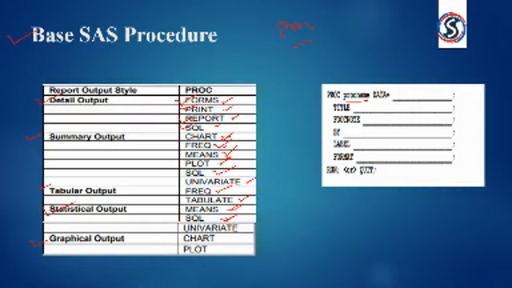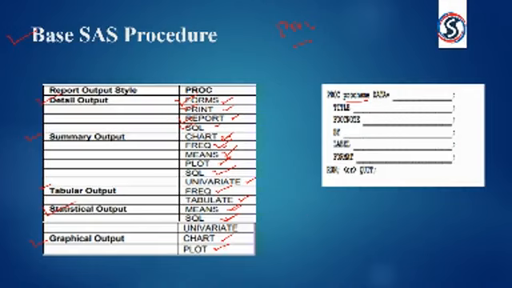Next we have the graphical output. The graphical output is going to print the information as simple line, bar, and pie charts and plots. And how will you do that? With the help of PROC CHART and PROC PLOT.